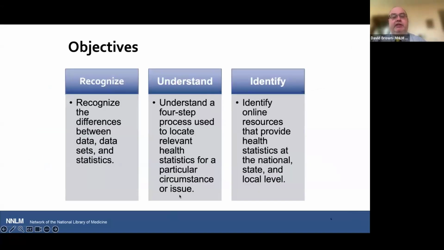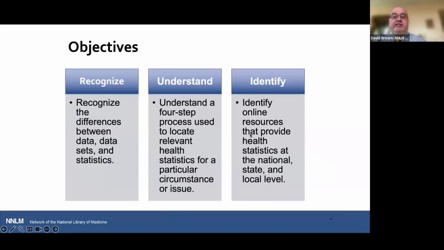So basically, we have 3 objectives today. First one is to recognize the differences between data sets, and statistics. Each one of those is a specific word and has a specific definition from a textbook perspective. And we will talk about that a little bit. Secondly, we want you to understand a 4-step process used to locate relevant health statistics for a particular circumstance or issue.